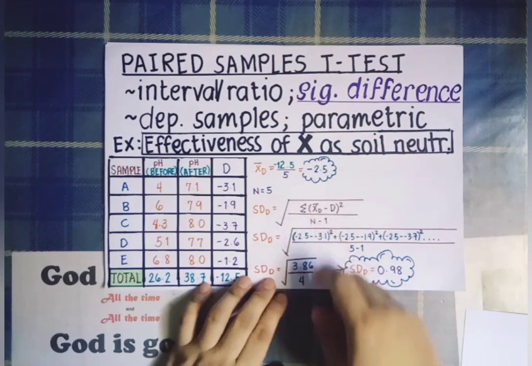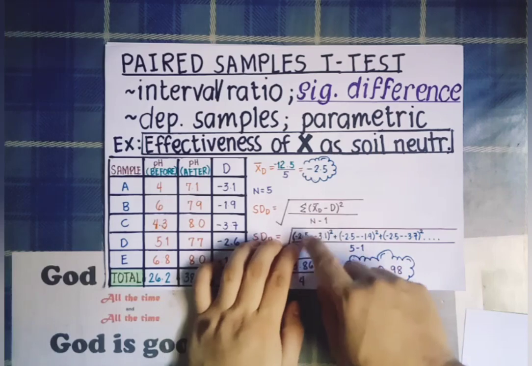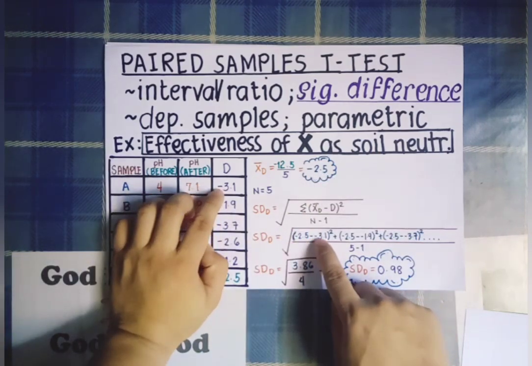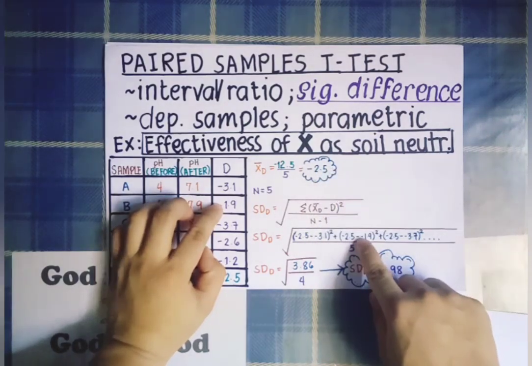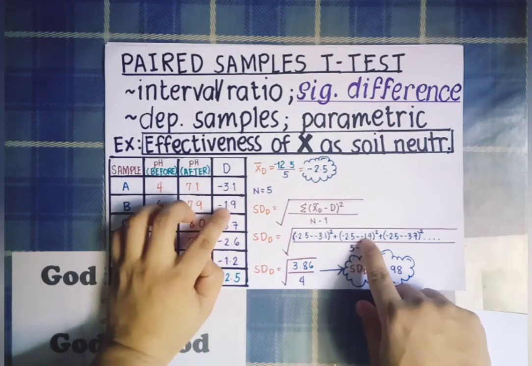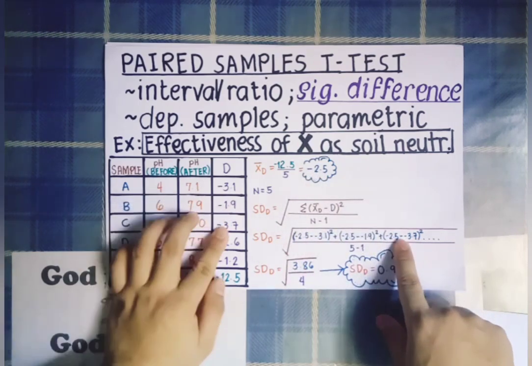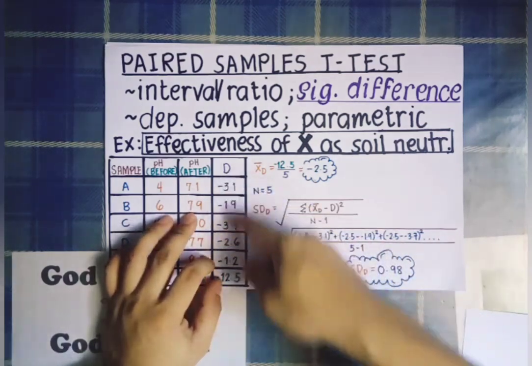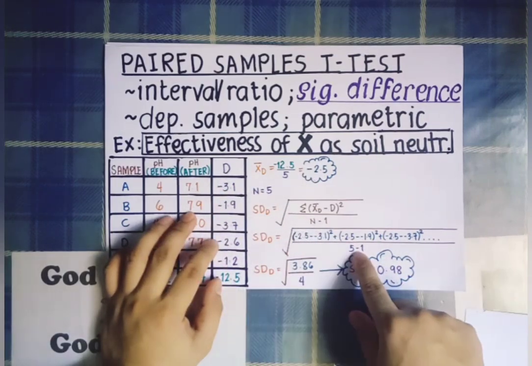the square root of, for the first one, the mean difference. The mean for the difference is negative 2.5 minus the first data that we have here, which is negative 3.1, so minus negative 3.1, squared, plus the next value, negative 2.5 minus negative 1.9, squared, plus again negative 2.5 minus the next data, which is negative 3.7, squared, and so on and so forth. We are going to do that for all the individual data that we have here, over our n, which is 5 minus 1.